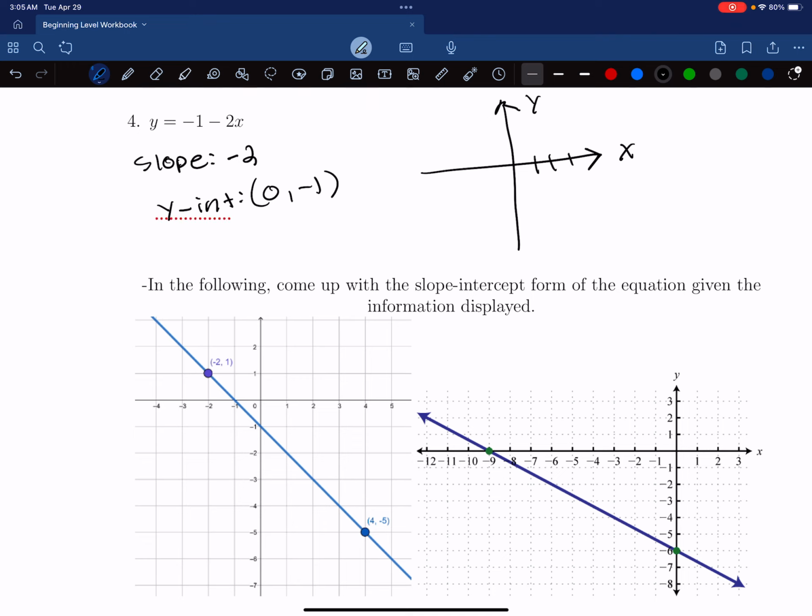We're going to go 1, 2, 3, 4 in each direction. So the y-intercept is here, and our slope is -2 over 1, or -2. So we're going to be going down 2 and right 1. So 1, 2, right. We're going to go up 2 and 2 more here, and let's graph that.